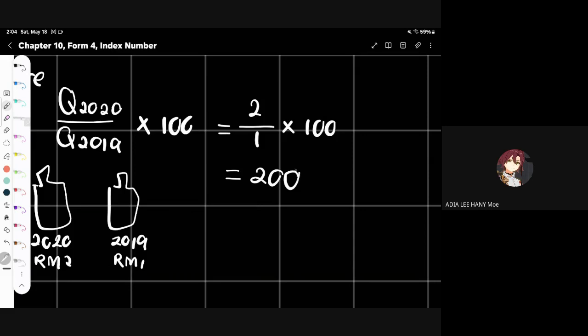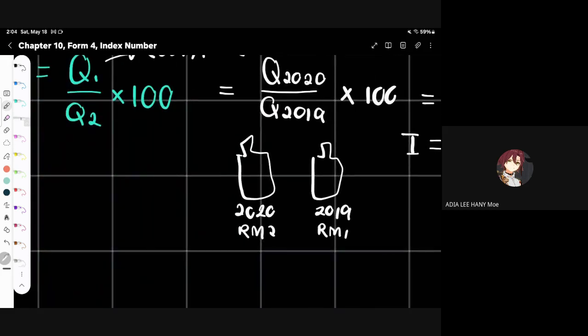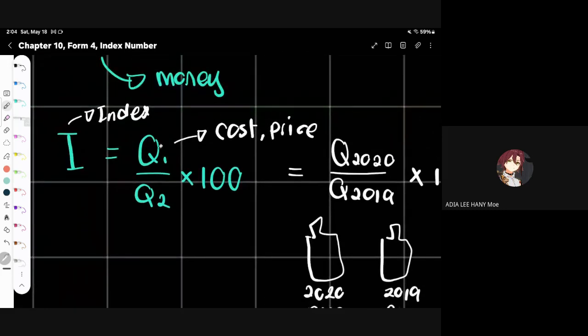Tada! You already found the index. Also, there's no percentage here. So this is the meaning of index. Index is basically how much it grows by. The main thing you have to understand is Q is the price, and for the 1 and 2 here, the top one is always the newer one.